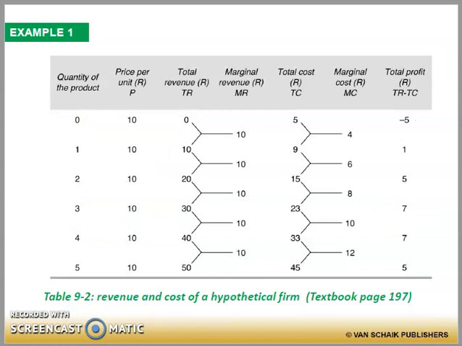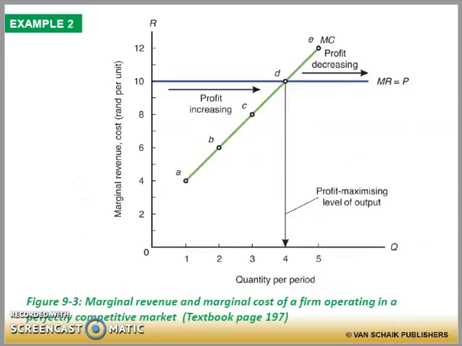So we can also use numerical examples to explain why profit is maximized when marginal revenue is equal to marginal cost. So suppose a firm produces a product which it sells in a perfectly competitive market, where the price is given by 10 Rand per unit. So the firm's fixed cost amounts to 5 Rand. So the firm's daily output, revenue and cost are summarized in this table. So the marginal revenue and marginal cost of the firm can also be shown graphically in this graph.